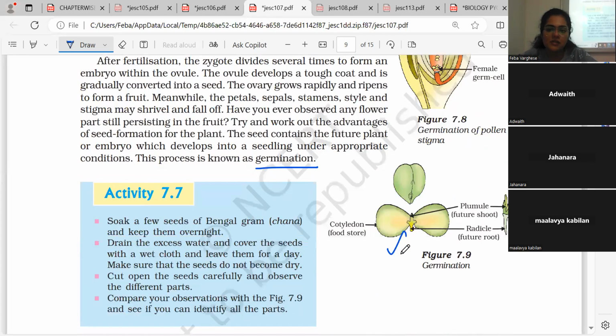Now, this image is important, the cut open seed. Inside the cut open seed, there is a food store that is called the cotyledon, and then there is this embryonal axis. The embryonal axis has the upper part, which is the plumule, and the lower part, which is called the radicle. Plumule is going to develop into the future shoot of the plant, and radicle is going to develop into the future root of the plant.